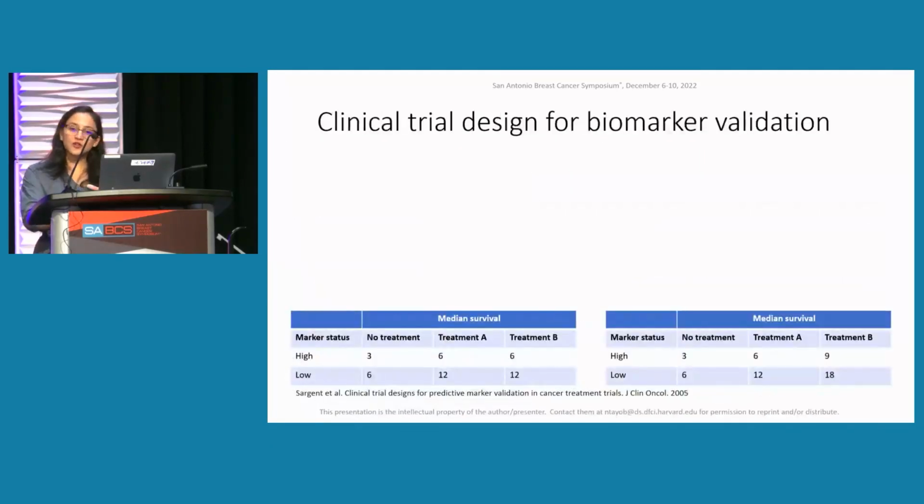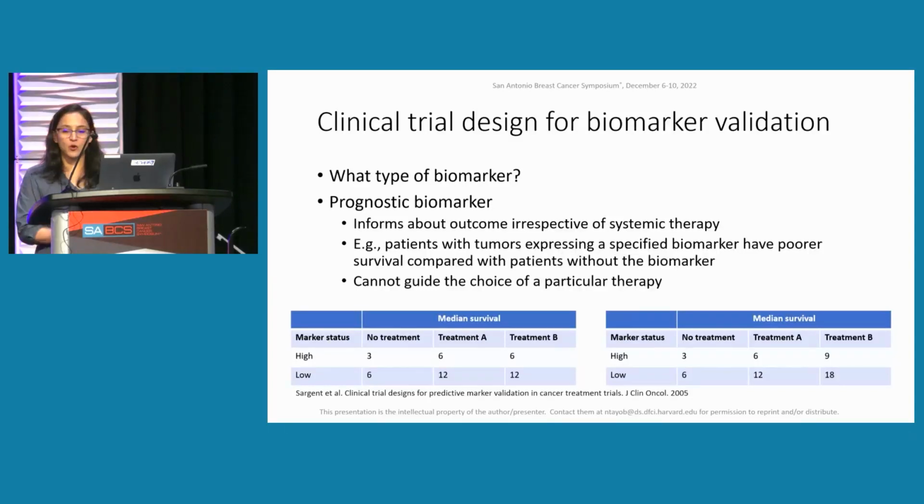So now, going into the clinical trial design phase, this is where we're thinking about prospectively looking at these biomarkers. So, a clinical trial design for biomarker validation. The question is, what type of biomarker do we have? A prognostic biomarker will tell us about the patient's prognosis, but it will not give us any information about the choice of therapy. So here we have an example.